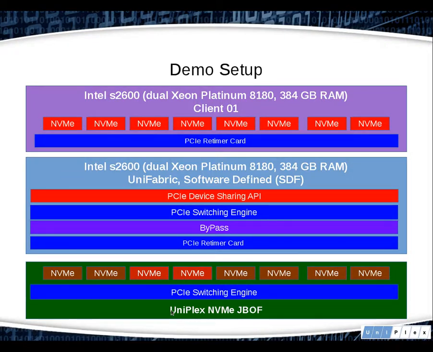So we have our NVMe JBOF, which also has a switching engine, so we can put more drives in than we have lanes. There's an oversubscription. And those will be passed to the fabric host, which in turn passes them to the client. You might think there is a lot of overhead involved, but I will show you the latency is still stellar.